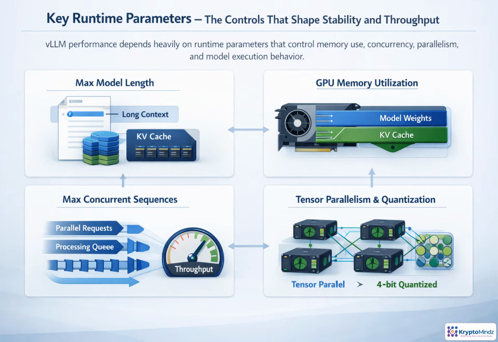These runtime settings are the control surface for vLLM. Max model length sets the largest context you allow, but every extra token increases KV cache demand. GPU memory utilization controls how aggressively vLLM reserves memory for weights and cache. Too high can risk out-of-memory errors, while too low leaves capacity unused. Max concurrent sequences determines how many requests can make progress together, affecting both throughput and queuing latency. Tensor parallelism and quantization are the fit and efficiency levers. Use them when the model is too large or when memory bandwidth becomes the bottleneck.